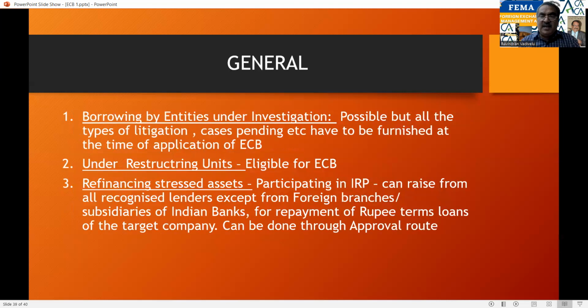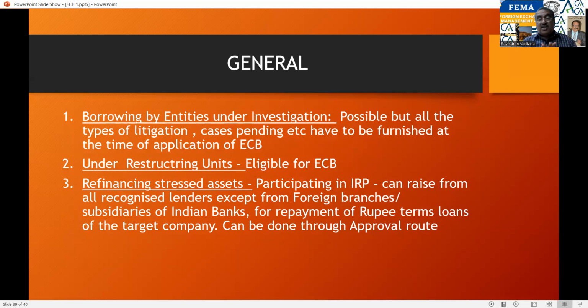And sometimes some units are under investigation by the government. Whether they are eligible to get it, yes, they are eligible, but at the time of borrowing, they have to furnish all the details about the litigations, all the cases pending. They have to furnish them at the time of applying for the ECB. In the application itself, they have to give all the details. So this is the first condition.